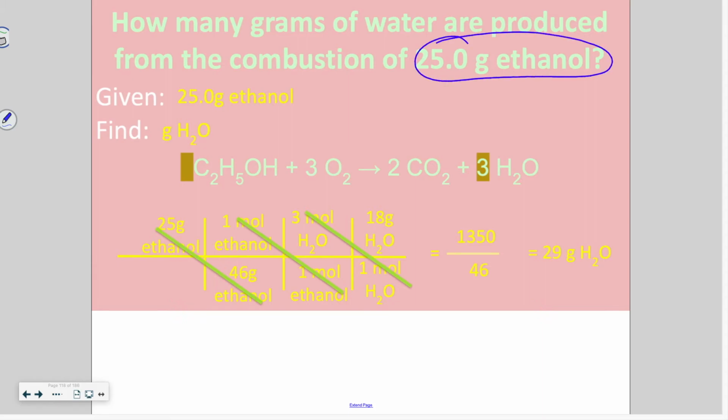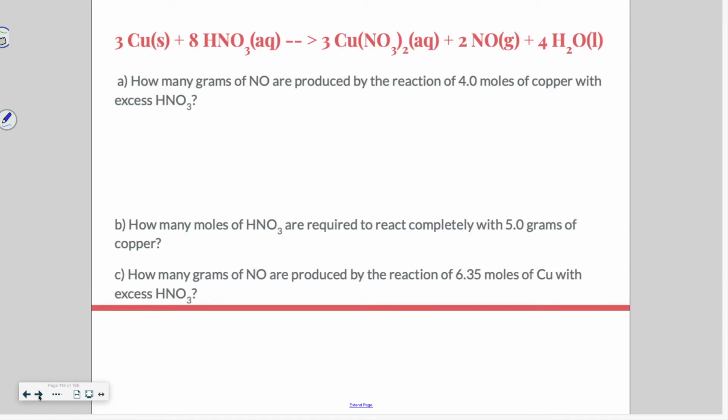If I walked in the lab and that's how much ethanol I had, and I had an abundance of oxygen, that is all I could produce of water. Are we good? Yeah. See how it's just the same thing we've been doing? All right. So, let's look at one more example, okay?